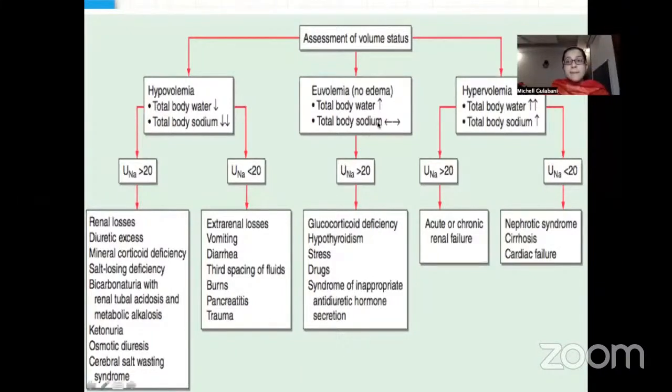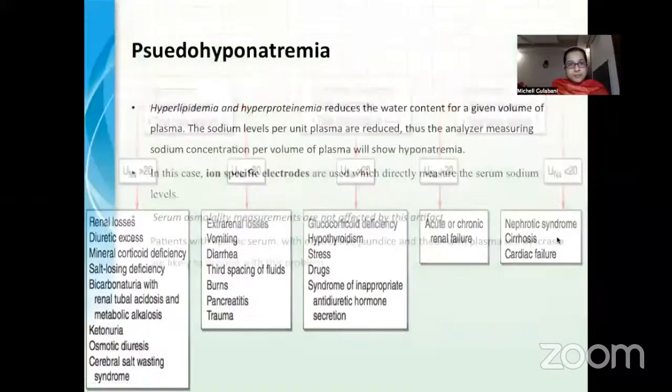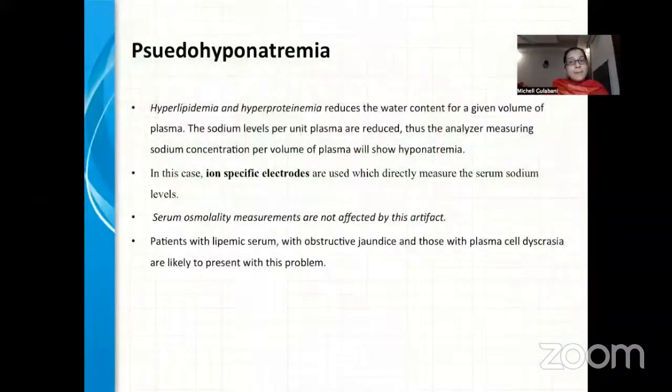And third is the hypervolumic, in which the total body water is increased, and the total body sodium is also increased. However, the total body water is more increased as compared to the sodium. This is further divided on the basis of urine spot sodium. Having more than 20 means a renal cause like acute or chronic renal failure. And if the urine sodium is less than 20, we think of volume overload states like cirrhosis and cardiac failure. So a word about pseudo-hyponatremia.